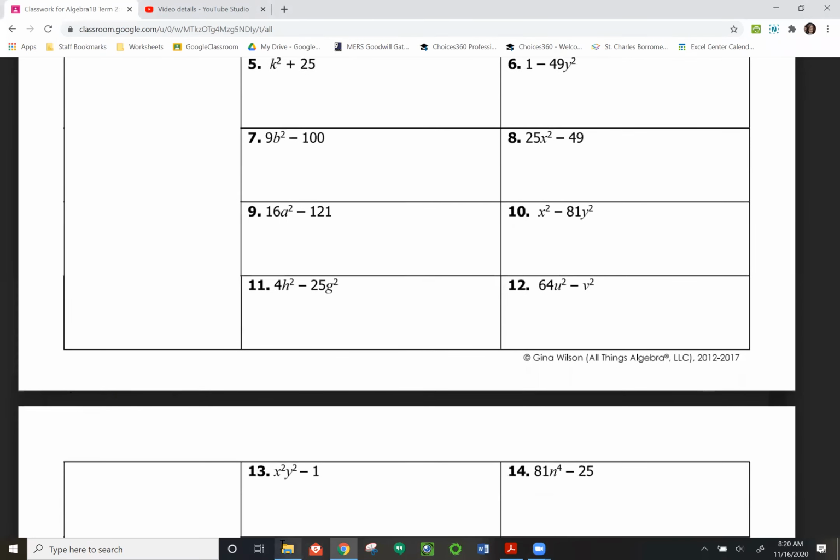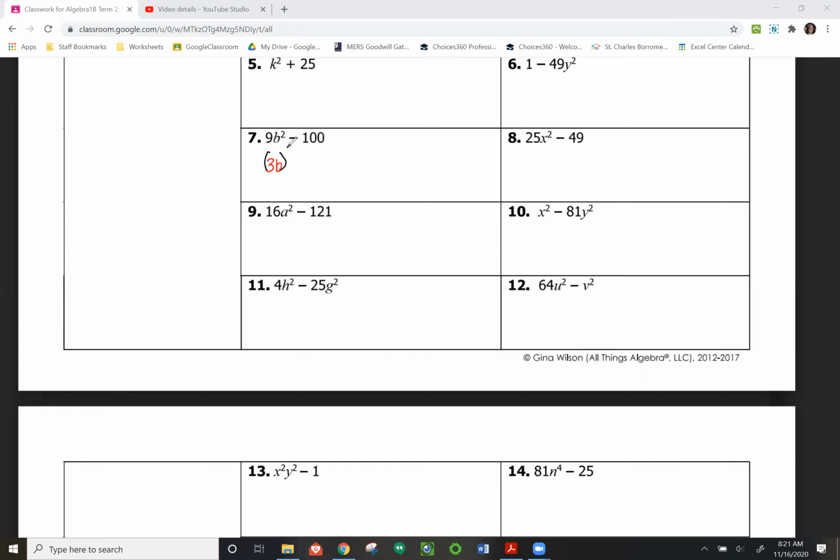Okay, let's do one more just like that one. Okay, so I have 9b squared minus 100. So it's very clear that there's two terms and there's a subtraction, but neither term, as they are now, are written as squareds. Okay, this 9b squared, the b is being squared, but the 9 is not. You need to rewrite it so that the whole term is being squared. 9 is the same thing as saying 3 squared, so we'll write it as 3b squared.